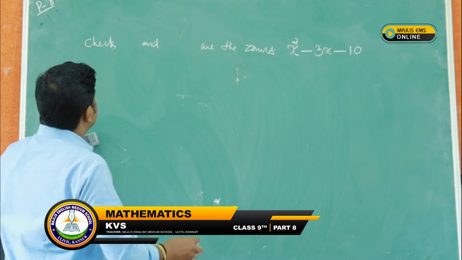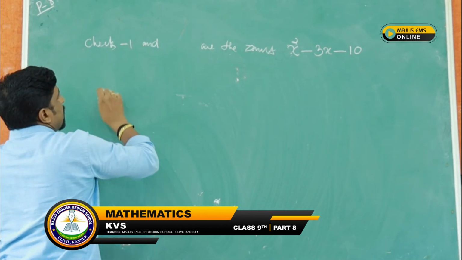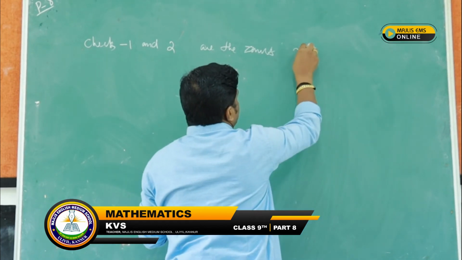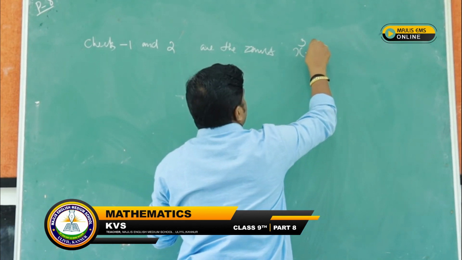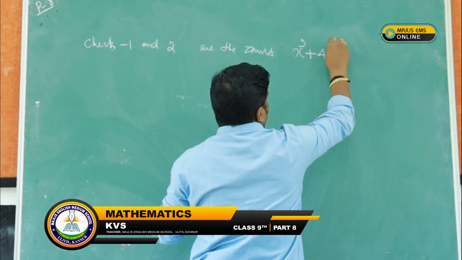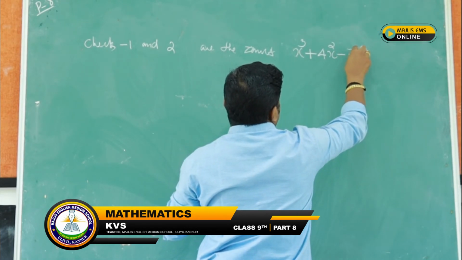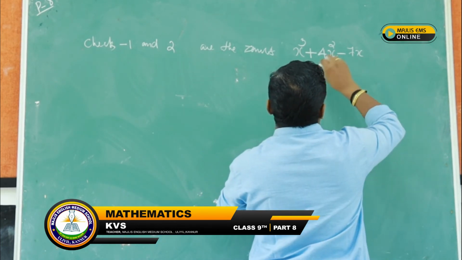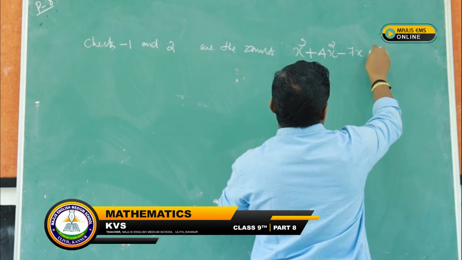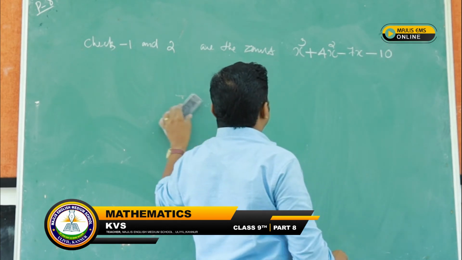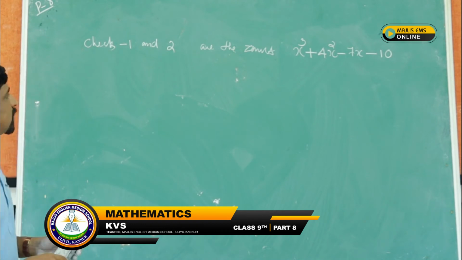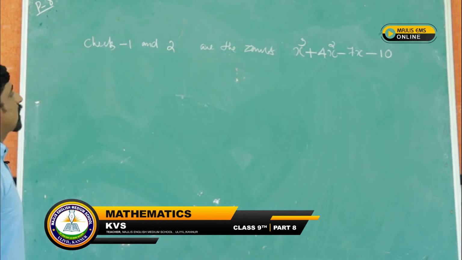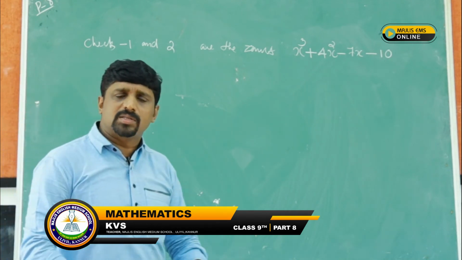Next we can check that like this. Check that minus 1 and 2 are the zeros of x cube plus 4x square minus 7x minus 10. Same method we need to run.